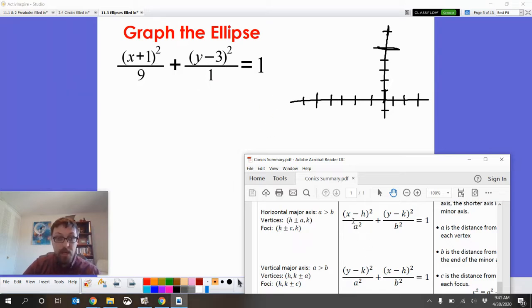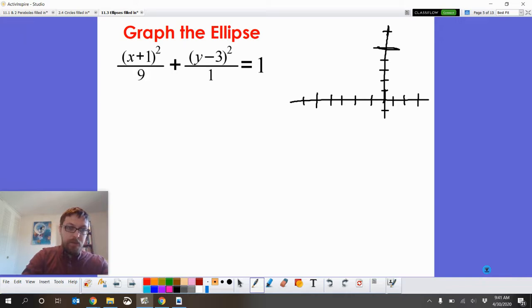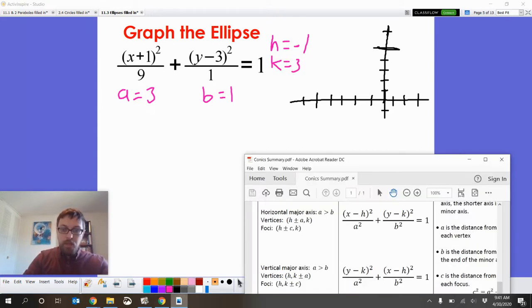So we have the big number under the X, so that is telling us that we are doing a horizontal major axis, and we're going to do all this stuff for this part. So on this thing, let's identify our variables. This is A, but it's A squared. So from this, we can tell that A equals 3. This one is B, but it's telling us B squared, but it's still the same thing as B is 1. H is always with X, so H is going to be the opposite of positive 1, negative 1. And then K is always with Y, and that is going to be 3. And that should be all of our variables.